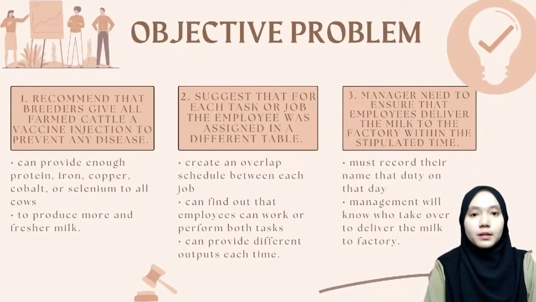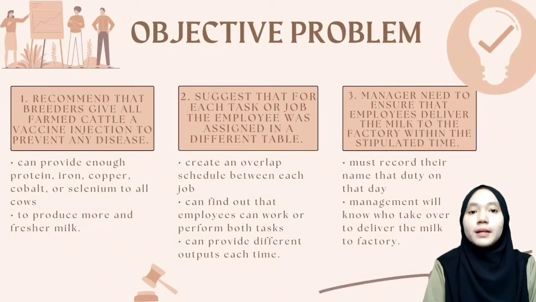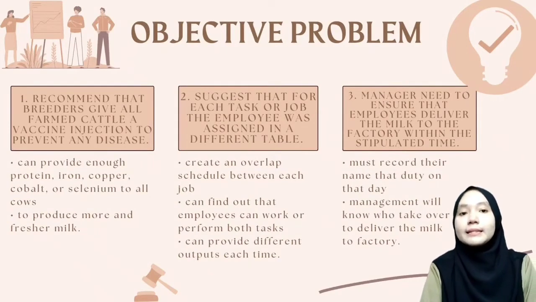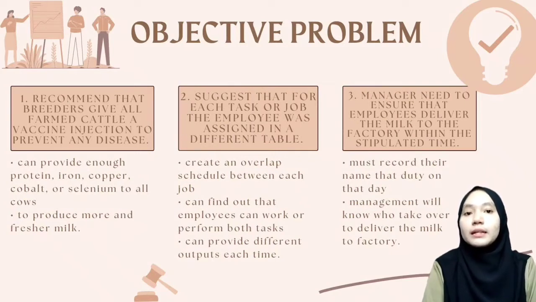Objective problem. First, we recommend that rather give all farm a vaccine injection to prevent any disease. It can also provide enough protein, copper, cobalt, or selenium to all cows to produce more and fresh milk.